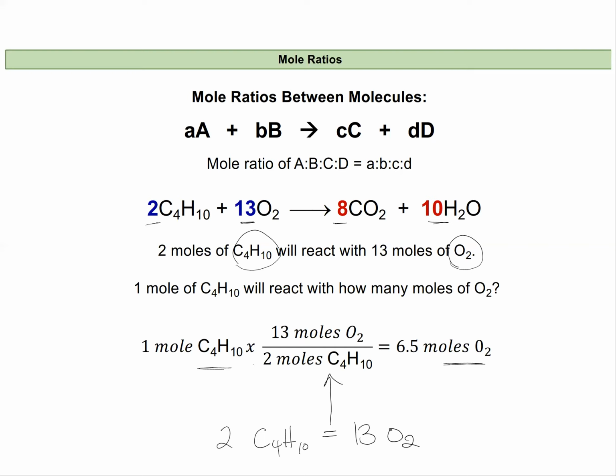And so in this case, I'm setting up this conversion factor. My moles of butane are on the bottom, so these will actually cancel out with the 1 mole of butane I was starting with. And then that 13 moles of oxygen come on top, and these units don't cancel out, and instead those become my final units.